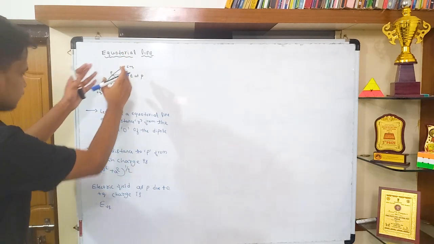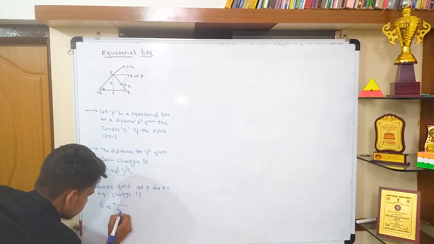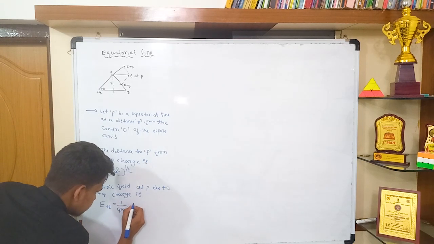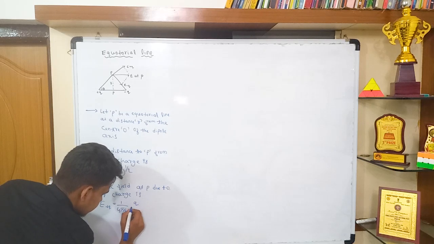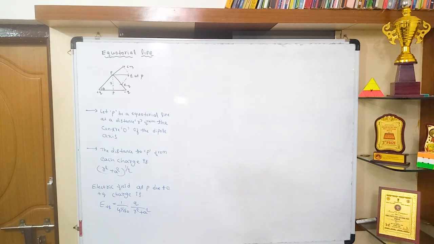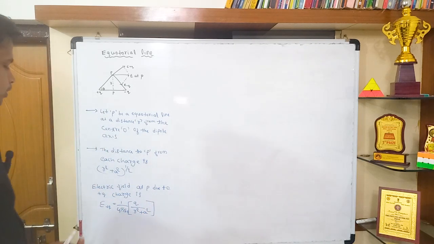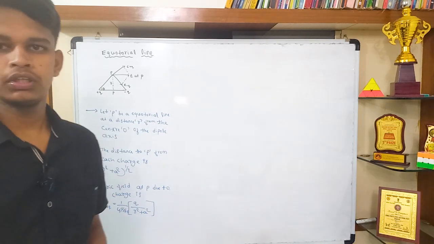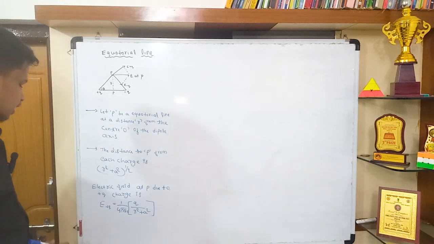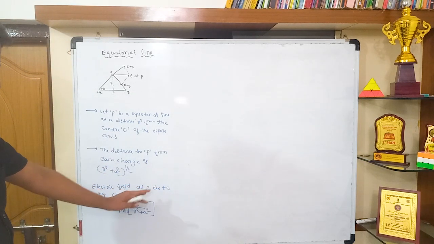Yes, which electric field it is, we should write that. The formula for electric field you all know: it is 1 by 4 pi epsilon naught into q divided by r square plus a square. Okay, this much is the thing now. This much you have to write. If you write this much, you will get the marks. And very important.